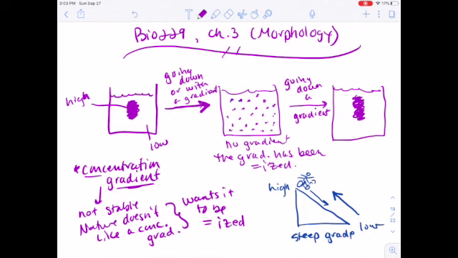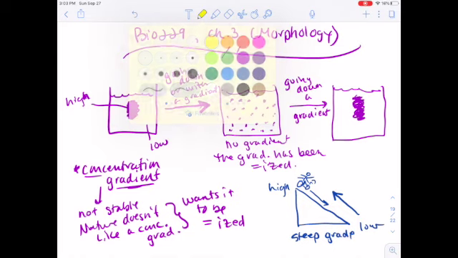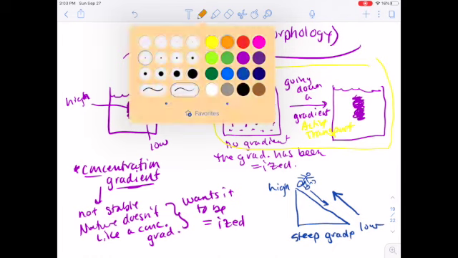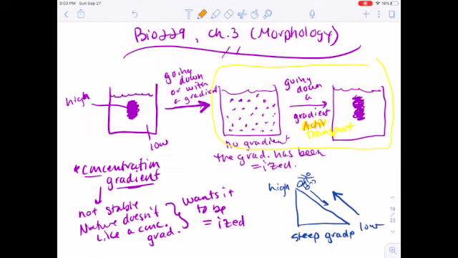You can do this, but it takes energy. This would be active transport. That color does not show up very well, does it? Active transport. It's like going uphill. Of course you can go uphill, but it takes energy to do that. So active transport involves moving a molecule against a gradient.